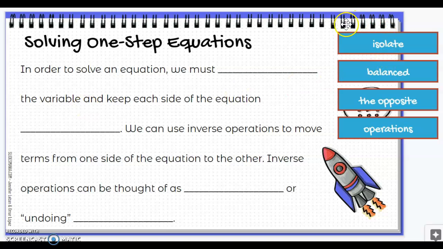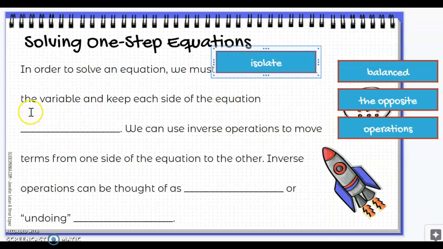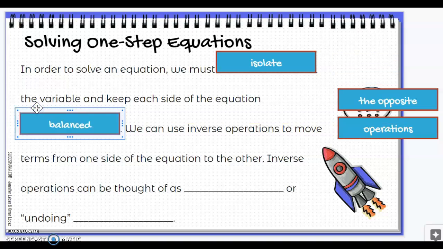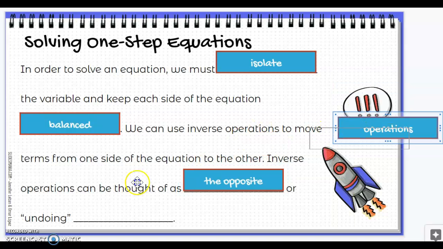We are going to take the directions for here, take this little word bank area over here, and we're going to fill in these blank areas as we're reading. So in order to solve an equation, we're going to isolate the variable and keep each side of the equation balanced. We need to make sure it stays balanced. We can use inverse operations to move terms from one side of the equation to the other. Inverse operations can be thought of as the opposite or as undoing operations.